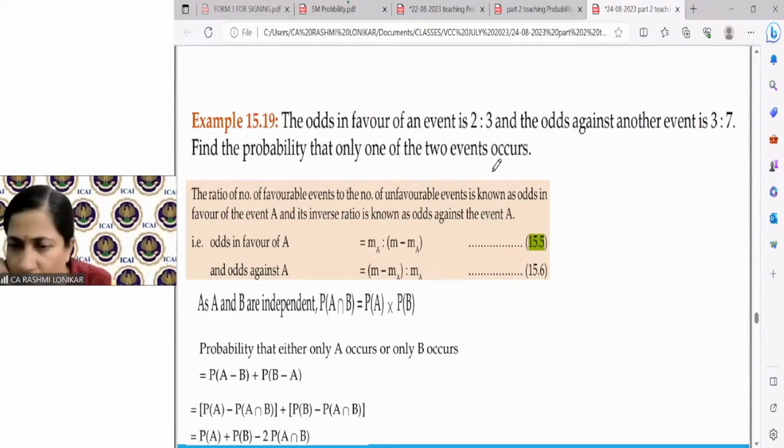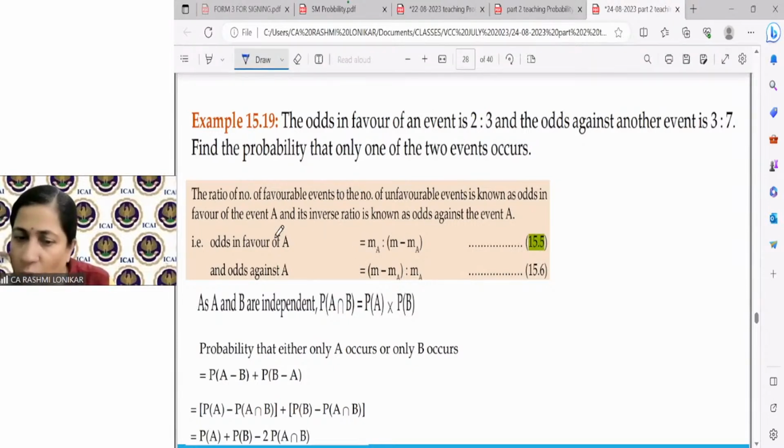What is the probability that only one of the two events occur? Always remember this formula that odds in favor of A is m(A) is to m minus m(A), and odds against A will be m minus m(A) is to m(A). Okay. So odds in favor of an event means what? 2 is to 3 means that if 5 options are there, in 5 options, 2 times it is going to be favorable.